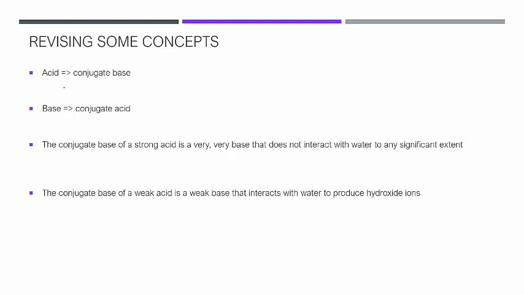So an example of an acid is H2SO4. Its conjugate base is going to be HSO4 minus. I've just taken away one H+. On the other hand, if I've got a base and I want its conjugate acid, all I've got to do is add H+. So an example of a base is ammonia. Its conjugate acid would be NH4+. So to go from the acid to the conjugate base, we take away H+. To go from the base to the conjugate acid, we add H+.